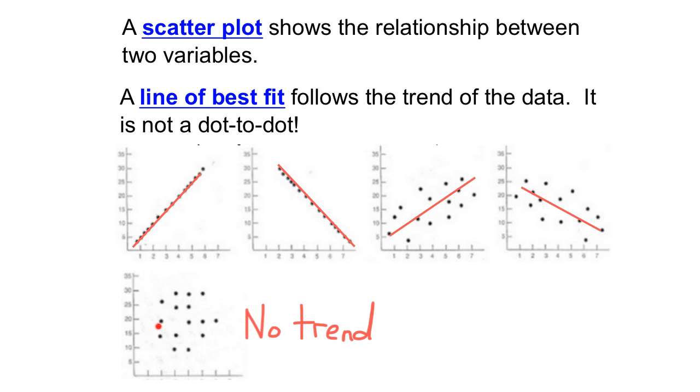Because the dots might be increasing, they might be decreasing, they might be going level, or I don't know. You can't tell just by looking at the graph what the trend is. So we would just say there's no trend. We can't draw a line of best fit. If there's no trend, you can't have a line to describe a trend.